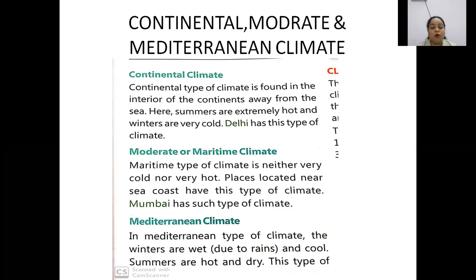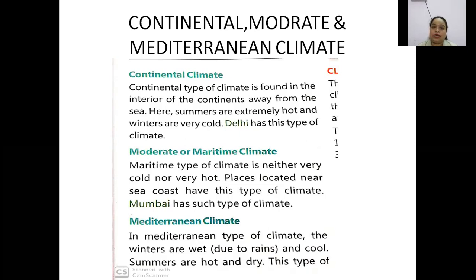The next is moderate or maritime climate. What is moderate climate? Not so hot and not so cold. Maritime climate is a type of climate which is neither very cold nor very hot. Those places which are located near the coast or the sea have this type of climate.